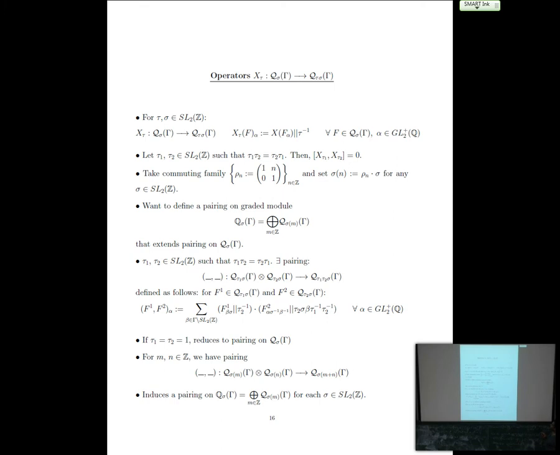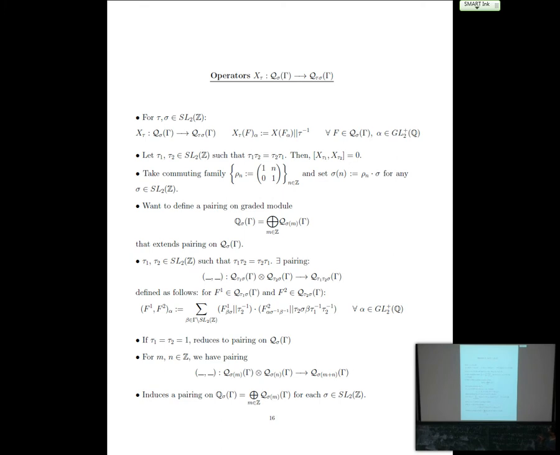And we want to define an extended version of this pairing on this graded module. That is, Q sigma gamma is, you take the sigma and you just apply the various rho n's, and you just put them in a row, and you want to consider this graded module that extends the pairing on Q sigma gamma.